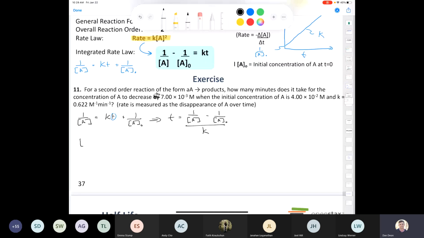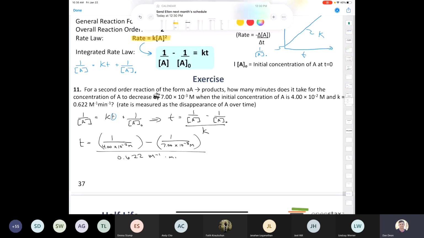So we get that our T is going to be equal to 1 over 4.00 times 10 to the negative 2 molar, subtract 1 over 7.00 times 10 to the negative 3 molar, divided by our K, and our K is 0.622 moles per liter reciprocal per minute.